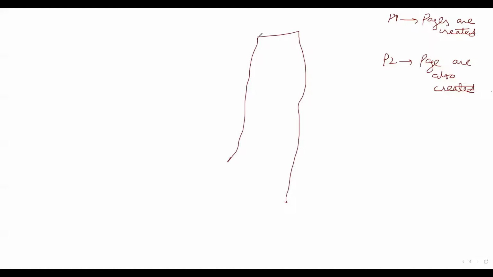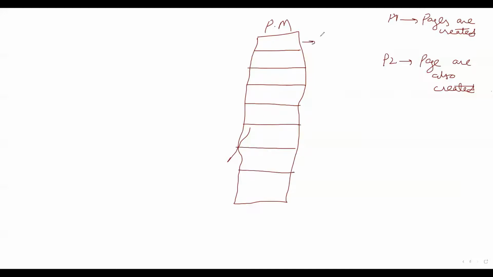So likewise, P2's pages are also created. Now we have our physical memory. This physical memory has been divided into frames. Let's suppose this is frame 0, this is frame 1, this is frame 2, this is frame 3, and so on. Now, let's say we have populated the physical memory with some frames.